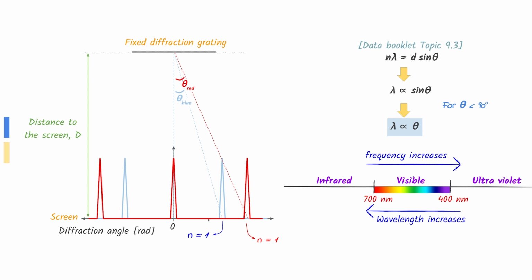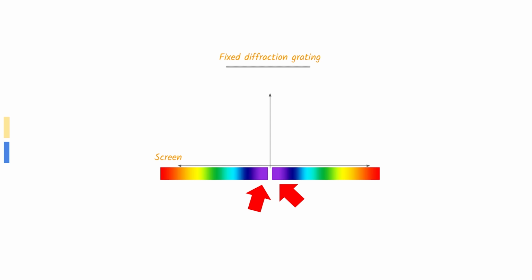This means that if red light is passed through the same fixed diffraction grating, a diffraction pattern with a greater angle theta would form. This means that the color violet with the shortest wavelength would be closest to the center, and the color red with the longest wavelength would be furthest away. The center would be white since all the colors are present.